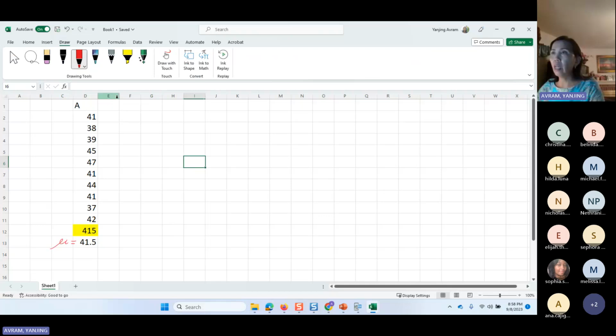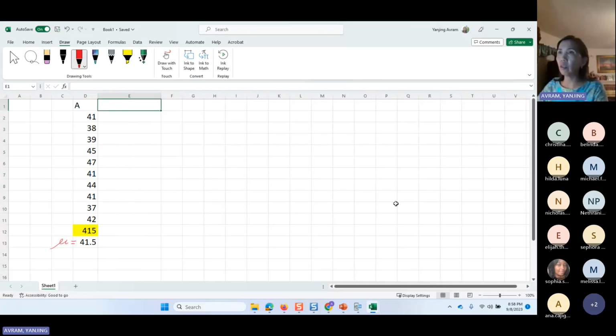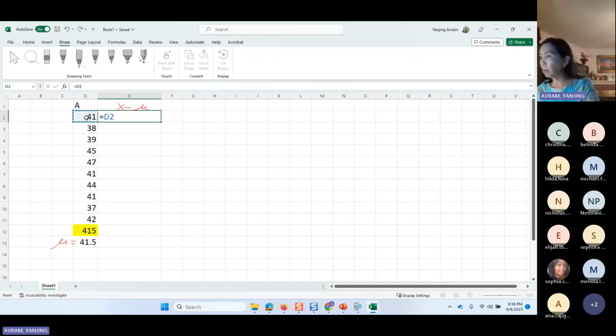All right, and then we want to find a deviation. So what is a deviation? Deviation, we're going to use x minus mu. Okay, so how do I find my deviation? I will use each data minus 41.5. And you can see this one.